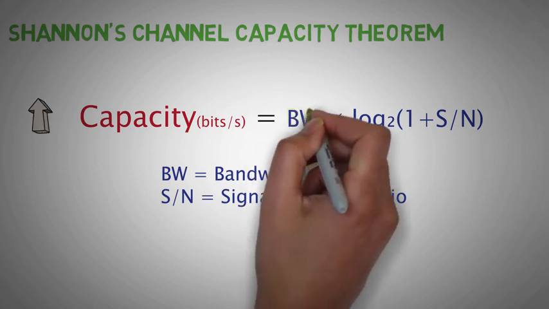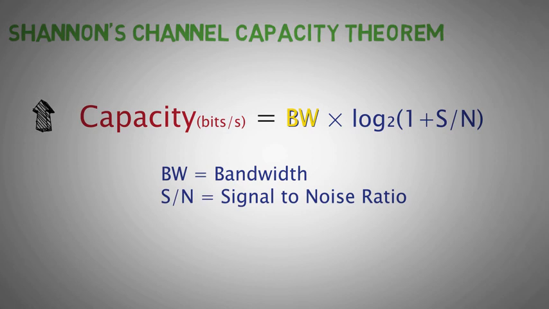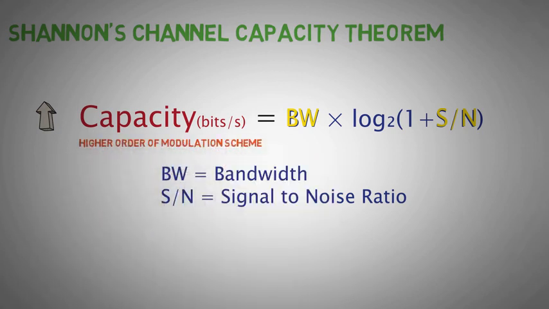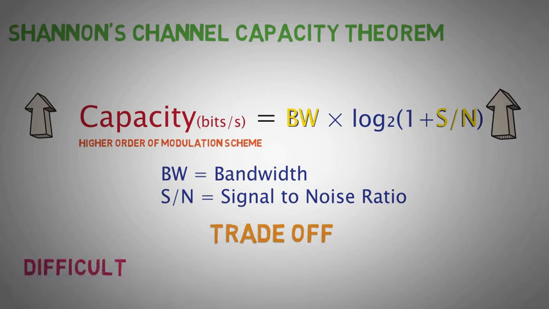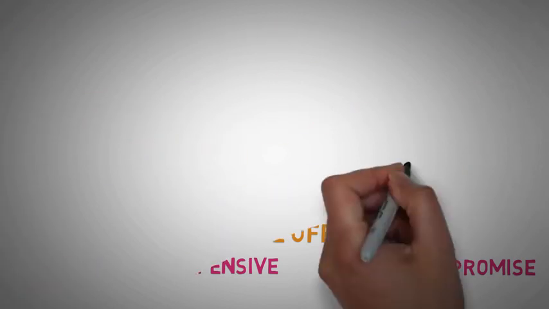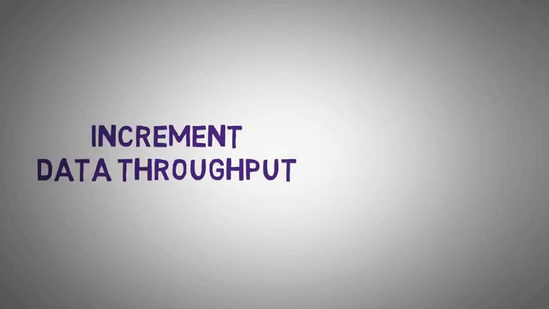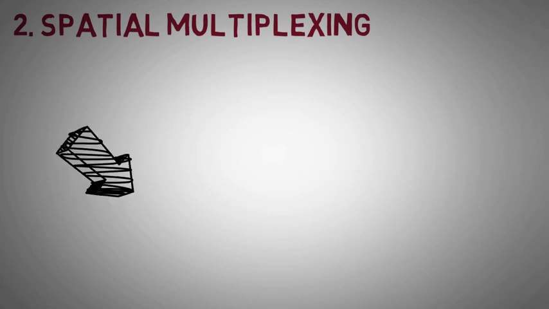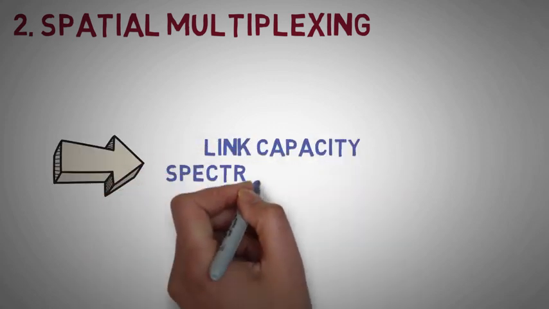Now, as per Shannon's channel capacity theorem, there is a limit on the capacity of a channel for a given bandwidth. The capacity is also limited by the signal-to-noise ratio of the received signal. By using a higher modulation scheme, we can certainly increase channel capacity, but for that, we need a high signal-to-noise ratio. This trade-off can be difficult, expensive, and sometimes we cannot compromise. Therefore, it is necessary to look at other ways of improving the data throughput for individual channels. Using spatial multiplexing, wireless communications can effectively utilize link capacity and spectral efficiency.